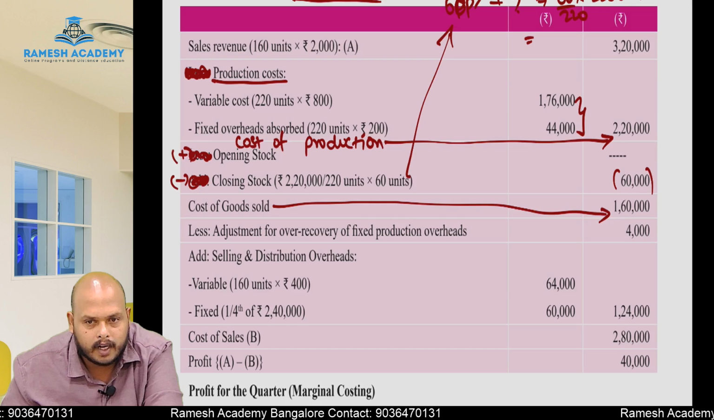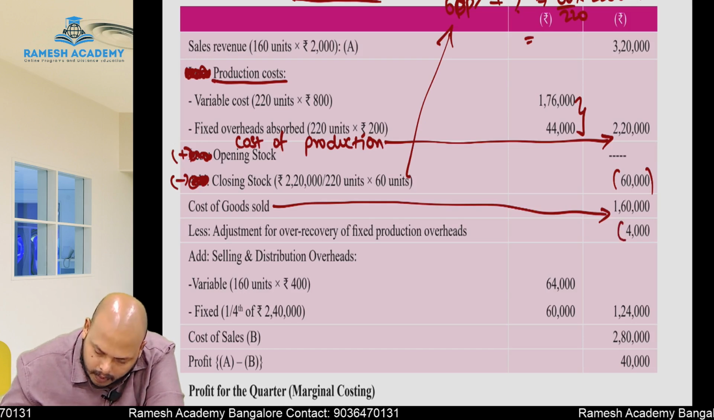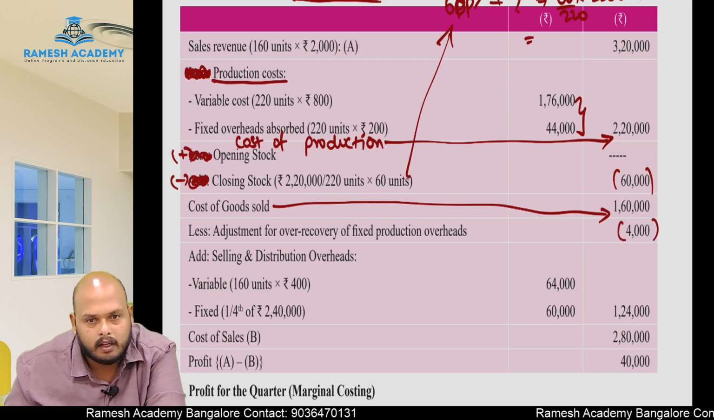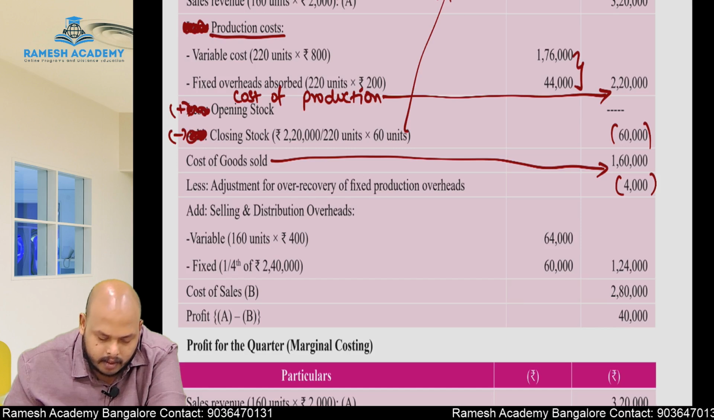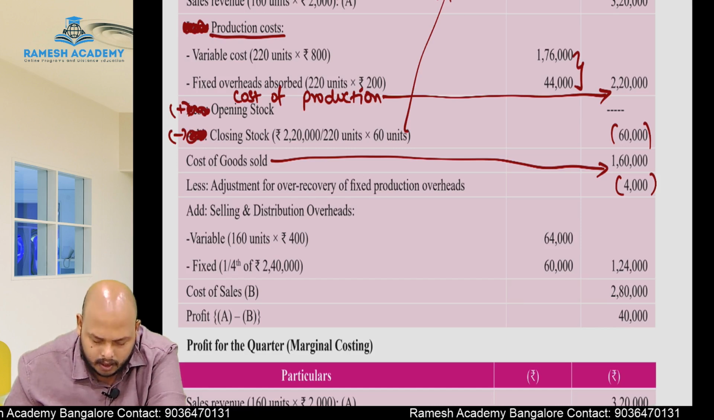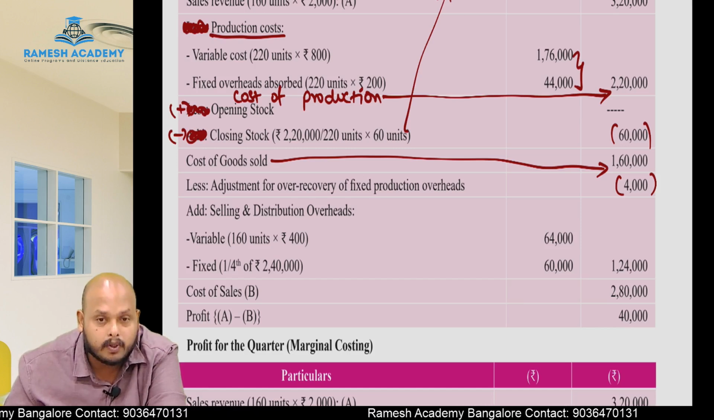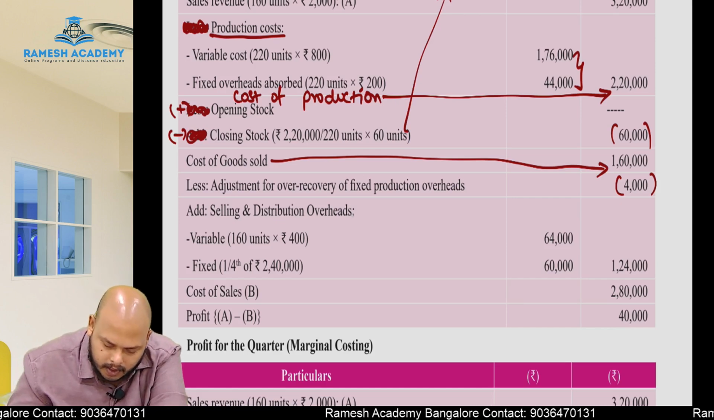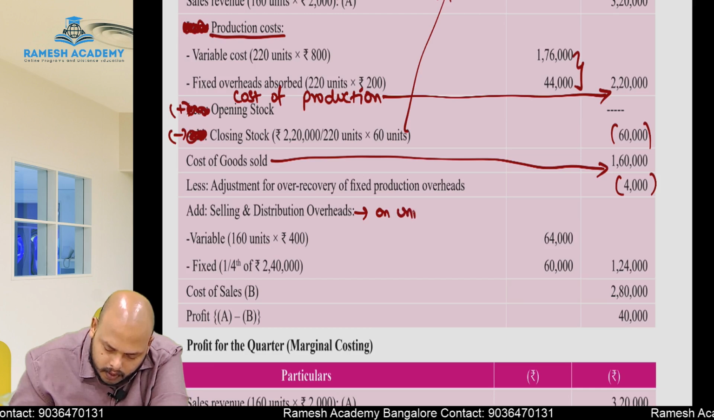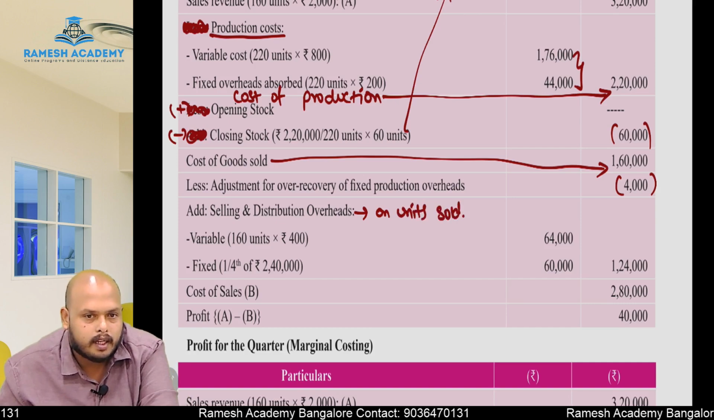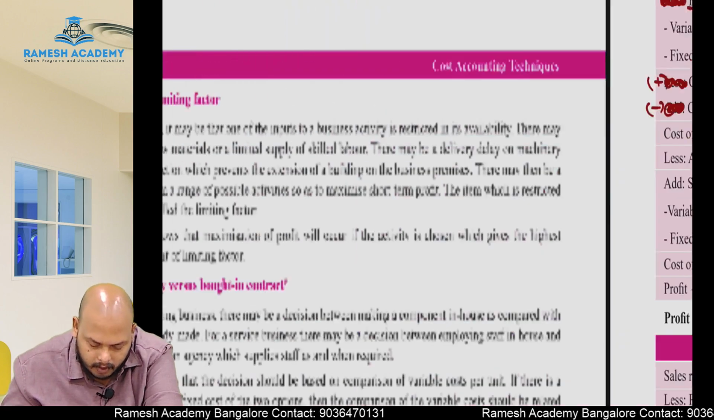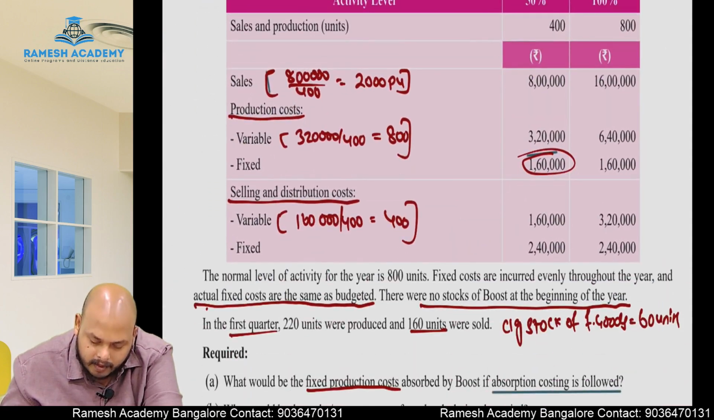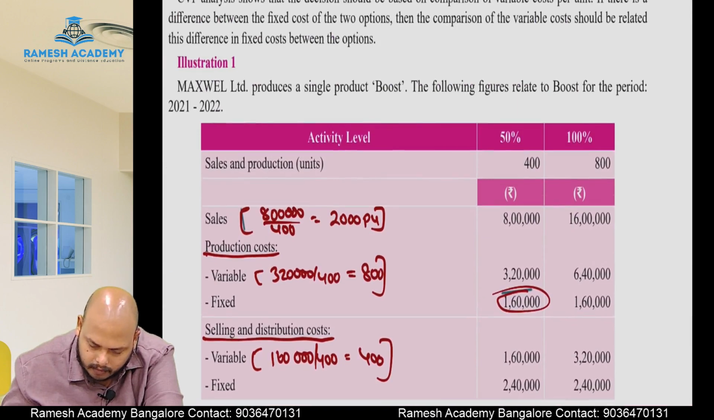Over recovery of overheads, what will we do? We have to minus. If it is under recovery, we will add. Over recovery, we will minus. Add selling and distribution overheads. How much did they give for selling and distribution overheads? 160 units. Why? Because selling and distribution overheads are always calculated on units sold. We know, right? We did it in the cost sheet also. 160 into 400 rupees per unit. Already we calculated that. The variable is 400 rupees, which we calculated, and we will use it here.